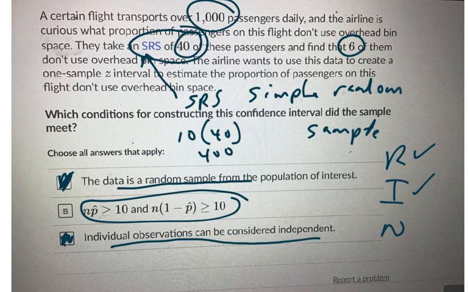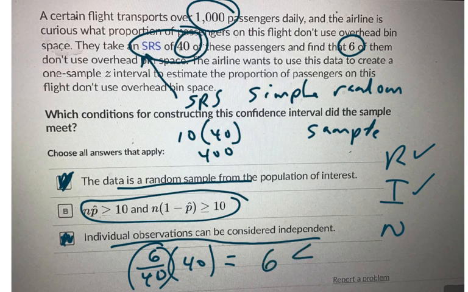But here is where it fails on the NP test, as I like to call it, because if I took 6 out of 40 and times that with 40, right? This is our p-value. I would get 6, which is less than 10. Remember, we want the NP and n times 1 minus p to be greater than or equal to 10.